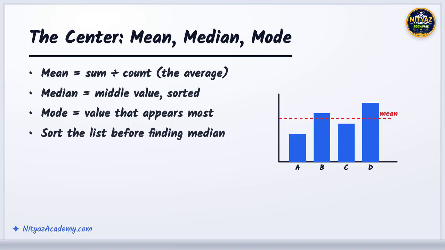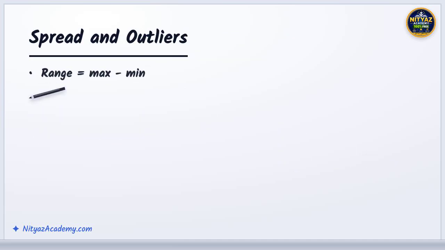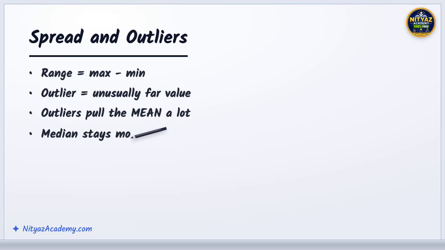The biggest slip-up on the SAT is finding the median without sorting first. Always sort, then locate the middle. Range measures spread, the largest value minus the smallest. An outlier is a number sitting far from the rest.